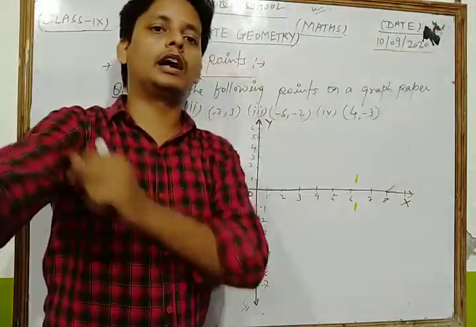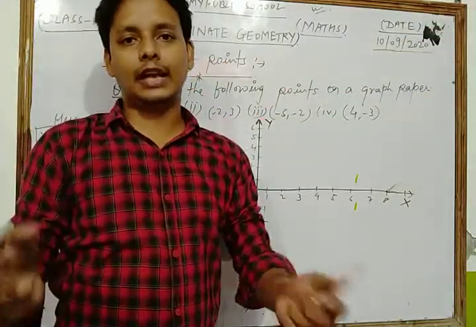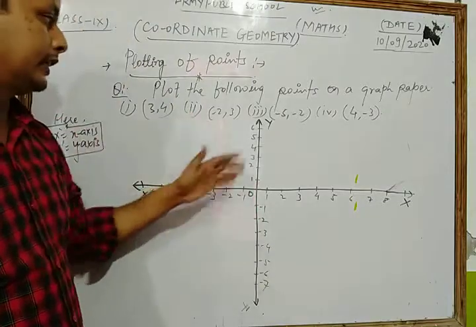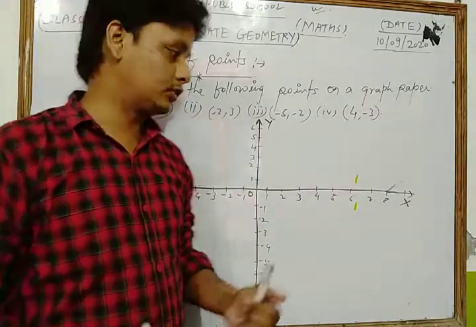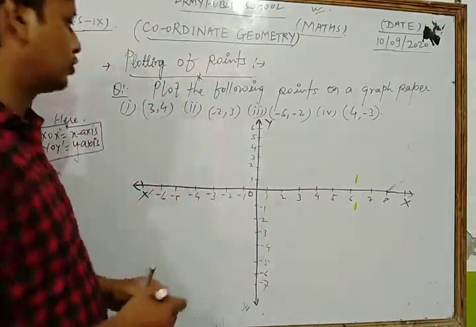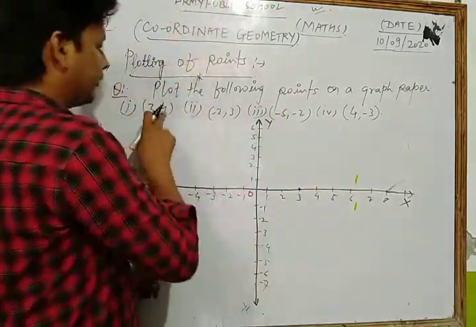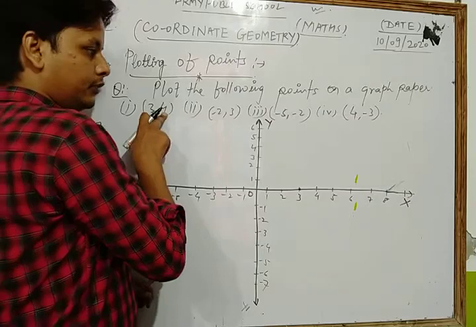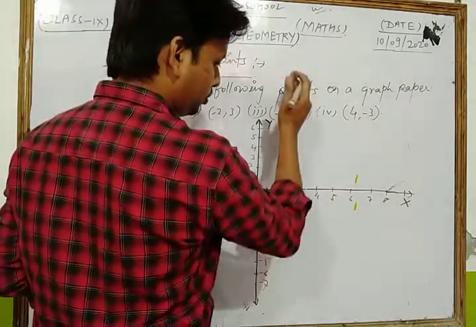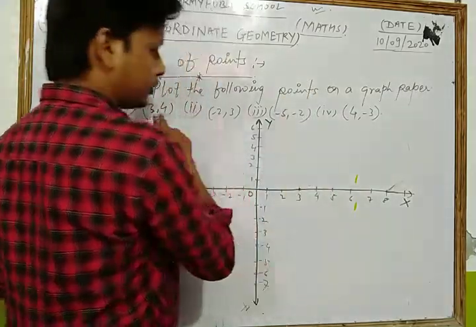Because all the points of abscissa lie on the x-axis and all the points of ordinate lie on the y-axis, here 3 lies in the positive direction of x. So here 1, 2, 3, we reach that point. Now after that, the ordinate is 4, so from there we go up because this is the positive direction of y.